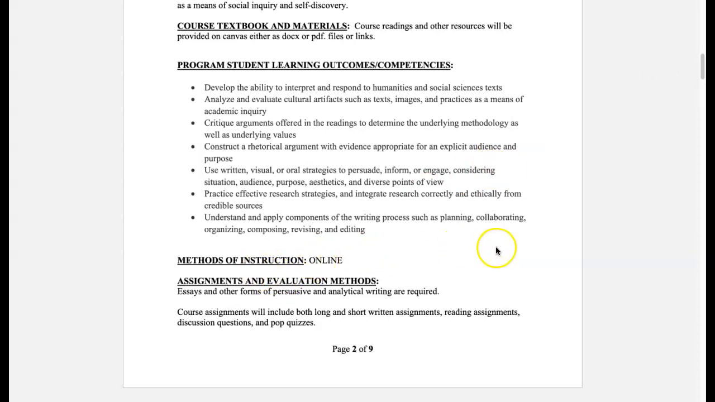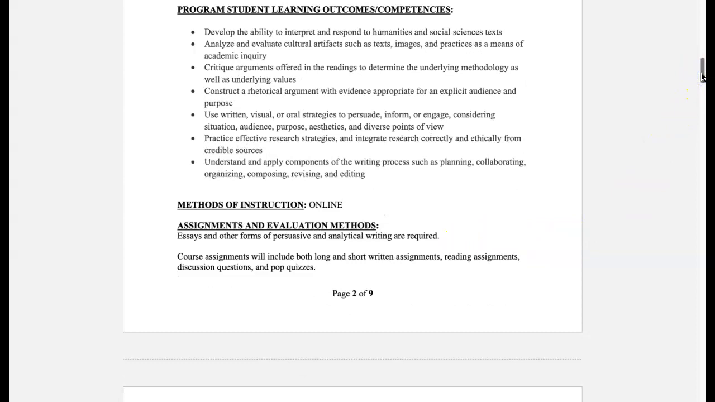The method of instruction is completely online, so we do not have any scheduled class meetings. So don't think that we're going to be meeting every week at a specific time. No, the class is completely online. There are due dates, but of course it's kind of like self-paced. So you do have to make sure that you meet the deadlines.